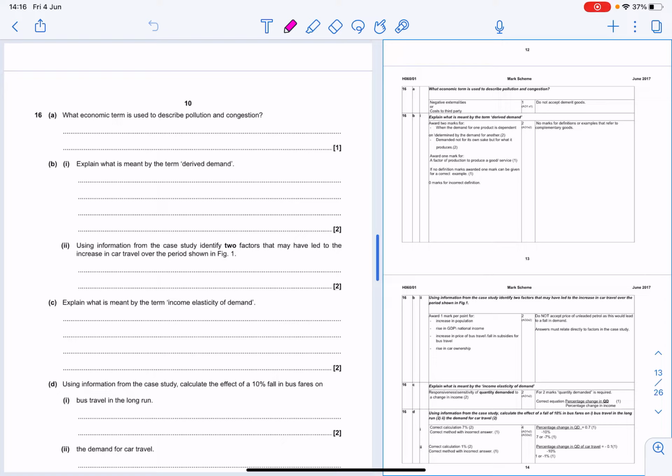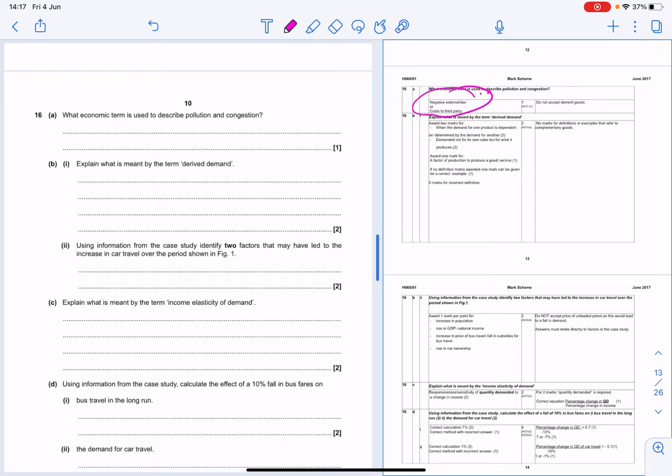So what economic term is used to describe pollution and congestion? So that's just a key term. So you could say negative externalities, or you could say costs to the third party. So I've got the mark scheme over on the other side. So cost, negative externalities or cost to the third party. So either of those is acceptable.